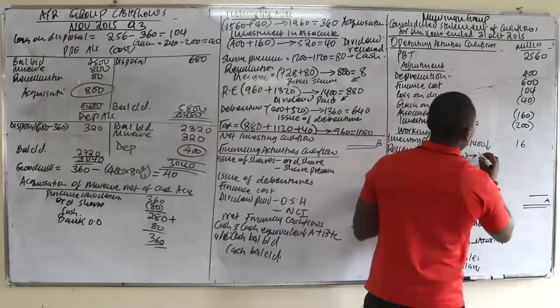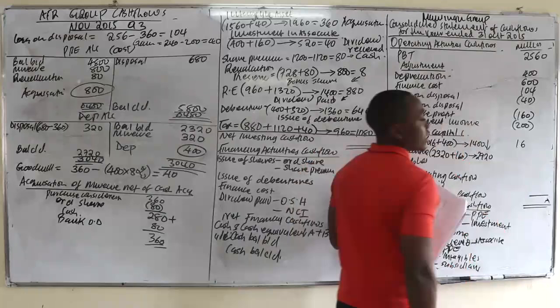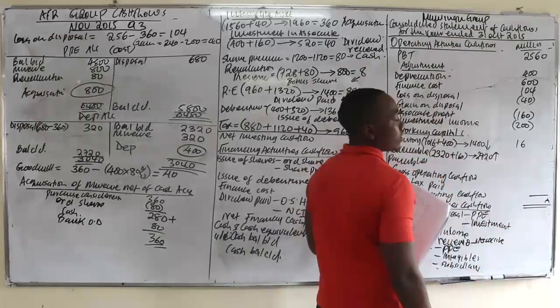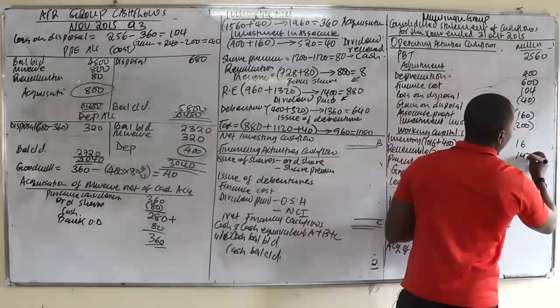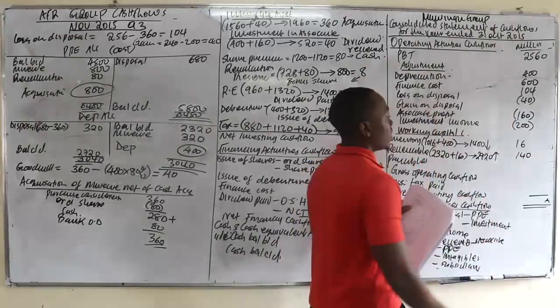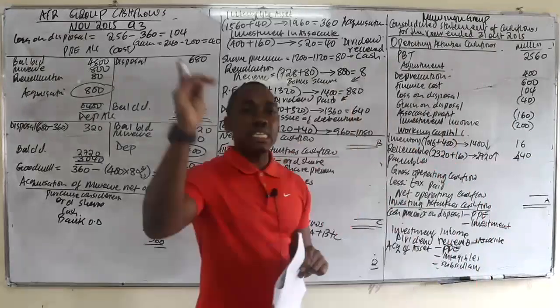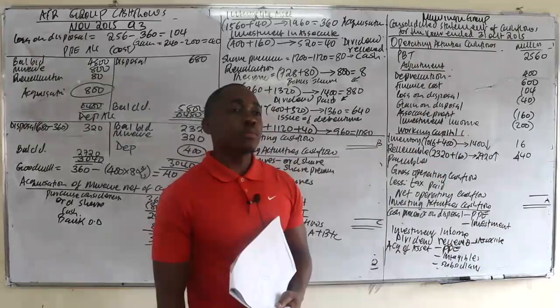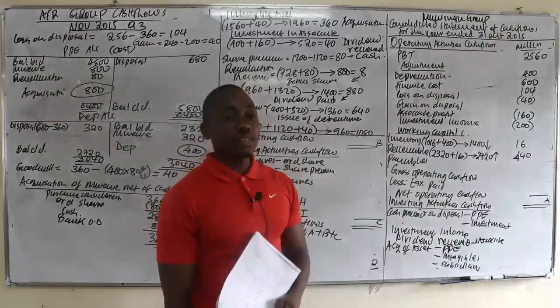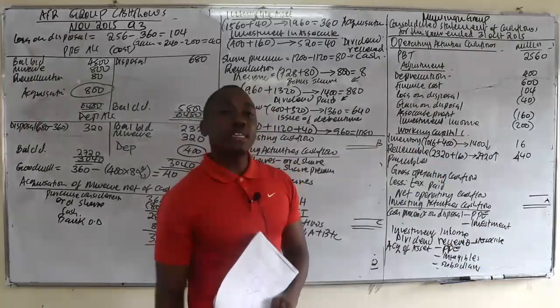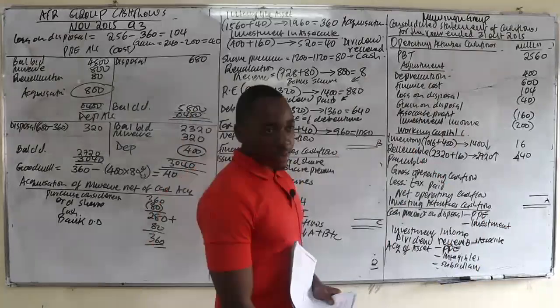Then you compare 2480 against the closing balance. Increase, decrease? Increase of how much? An increment of 440. You ask yourself, what can make your debtors increase? Sales, complete the sentence. Sales on credit. Inflow, outflow? So it's an outflow.